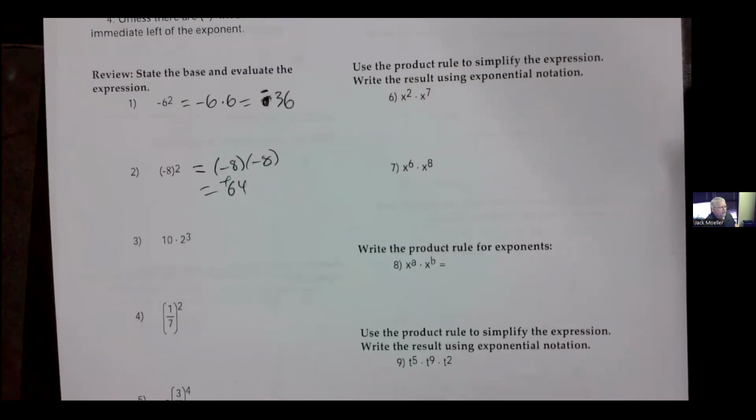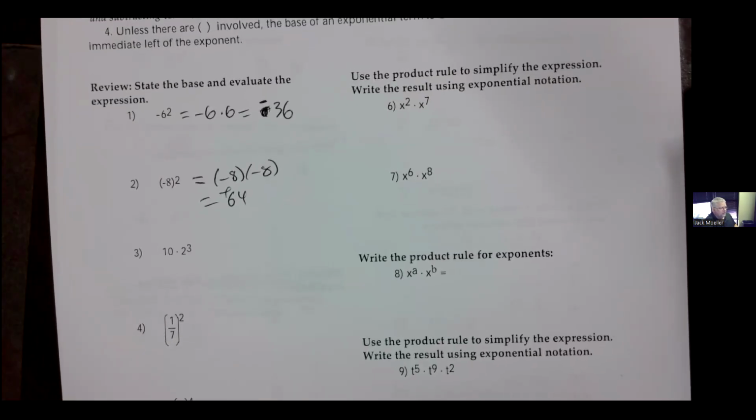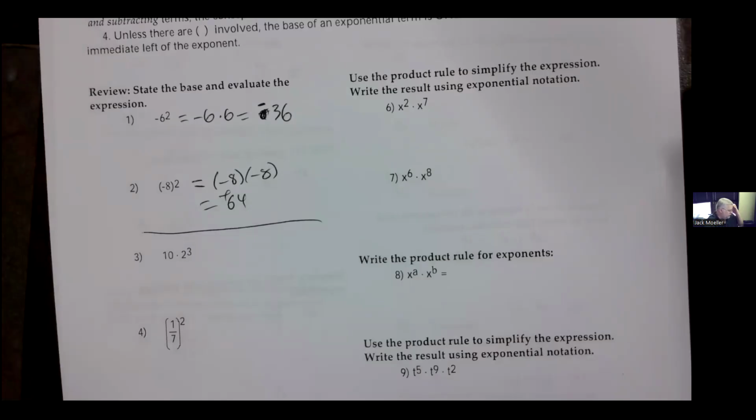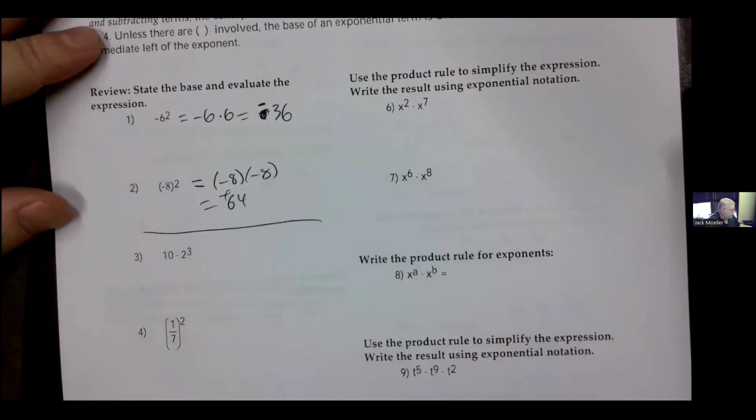Okay. Something else that got missed on that first test is something like number 3. So we have 10 times 2 to the third power. What do we do first? Do we do the multiply or do we do the exponent? Well, what a lot of people missed in that first test, they were multiplying before doing exponents. That is definitely not in your order of operations.